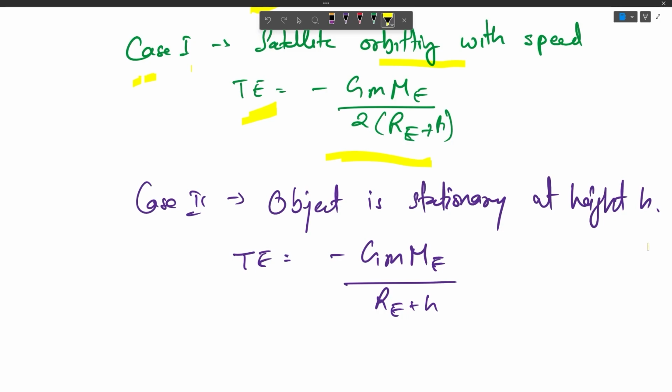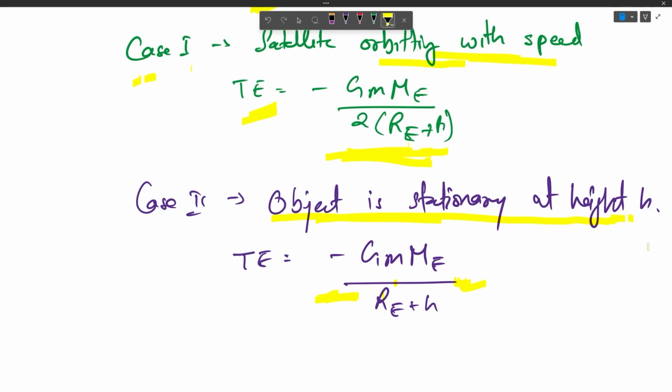Now the total energy is given by the gravitational potential energy, because it does not have any kinetic energy. Now if we compare these two energies, then obviously this energy is 2 times that of the energy in the first case, or the energy of an object at a stationary height h is twice that of the energy of the satellite orbiting with some speed.